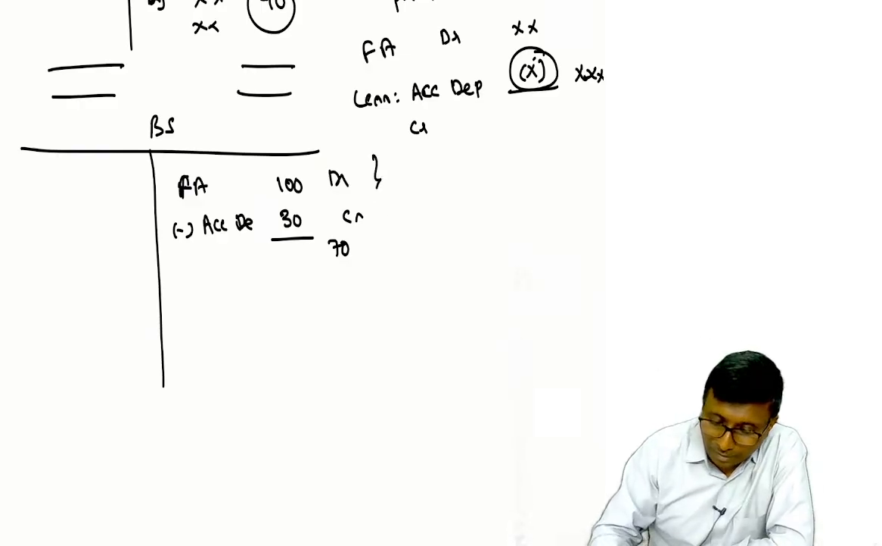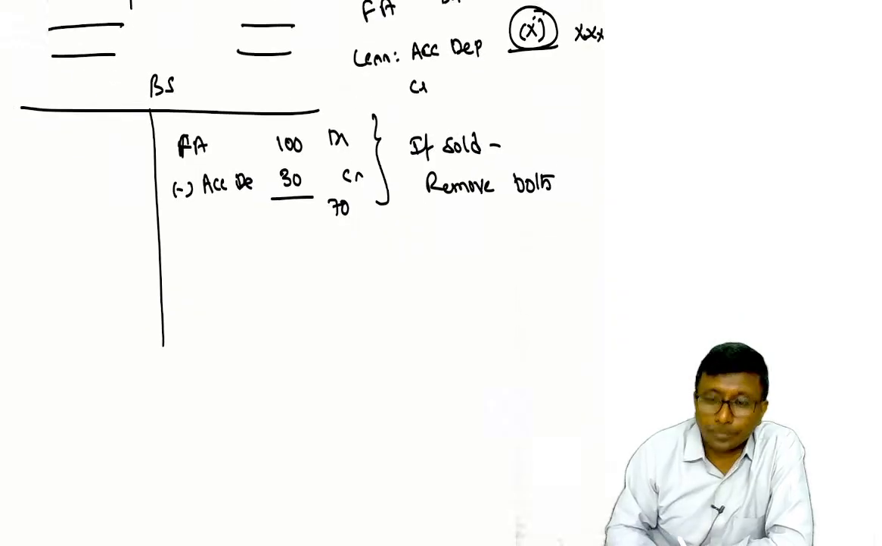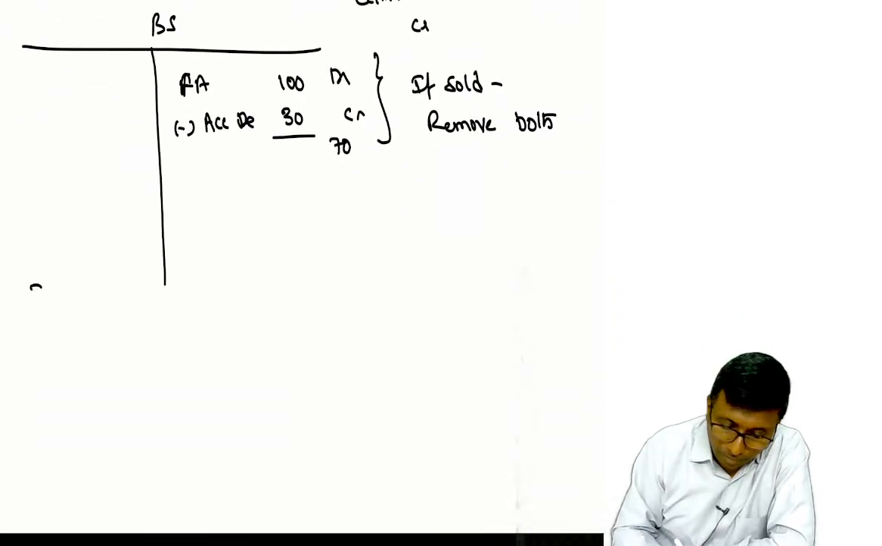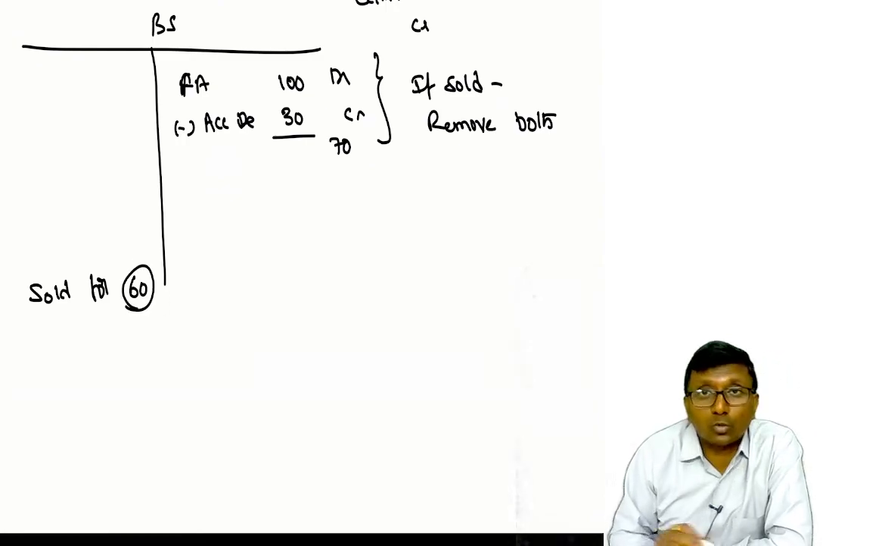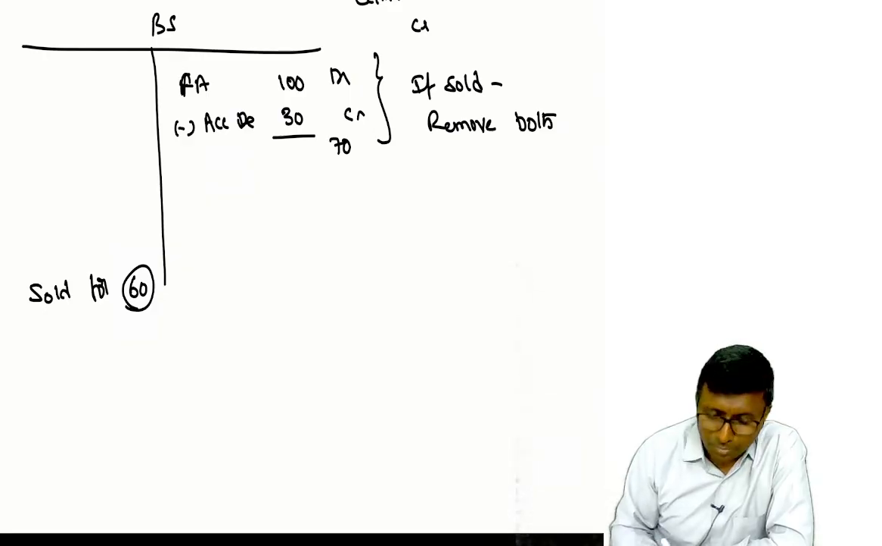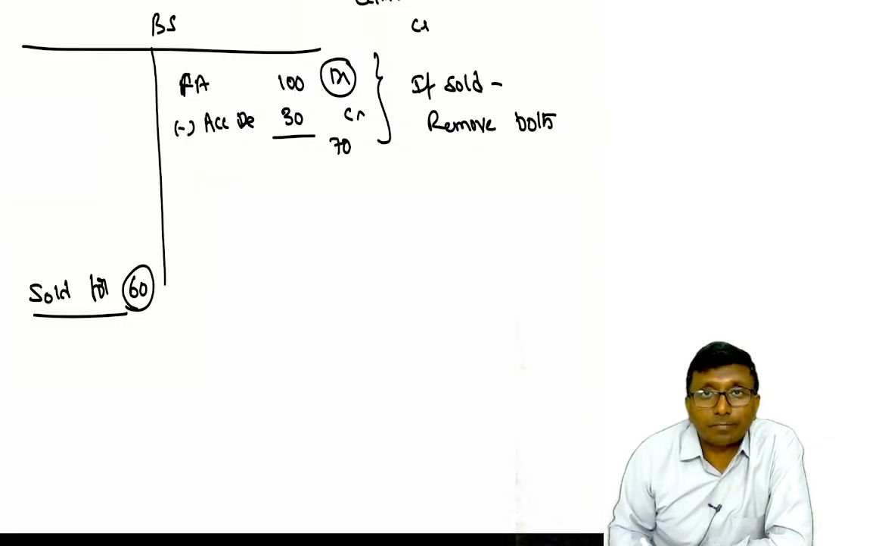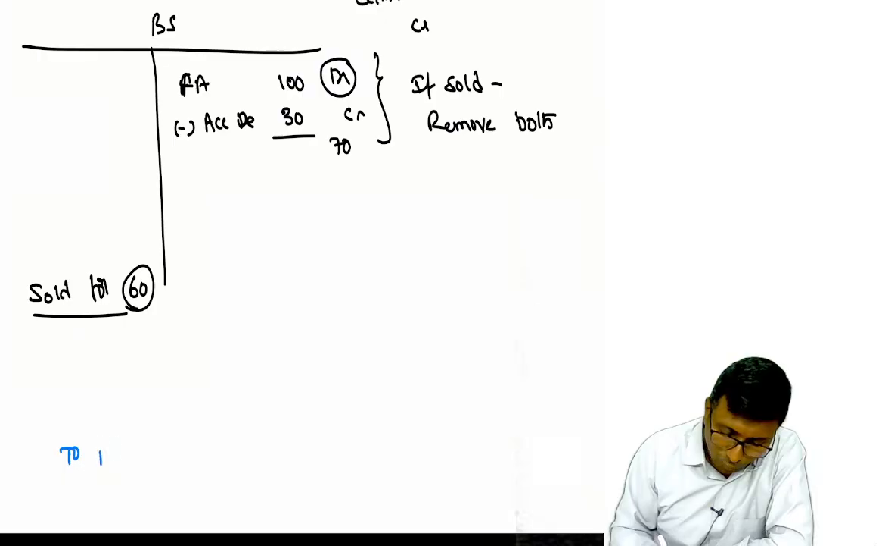So that means if sold, remove both, or you have to make the ledger balance equal to 0 for both. Sold for how much? Sold for 60 rupees, sir. Super. Now what should I do? Very simple. You sold it, so the fixed asset account shows which balance? Debit balance. If you want to remove it, what should I do? Credit. So credit fixed asset, how much? 100.